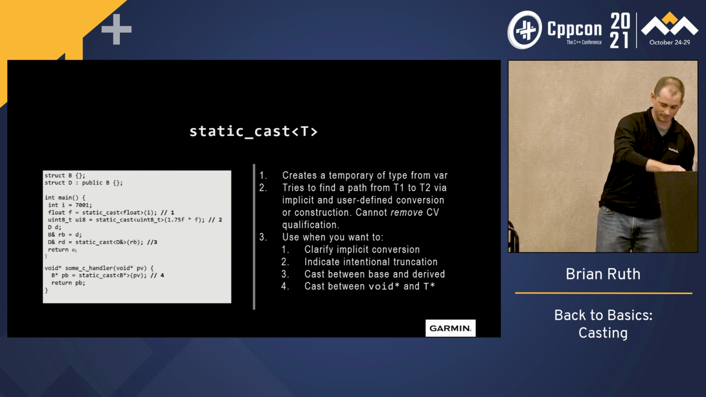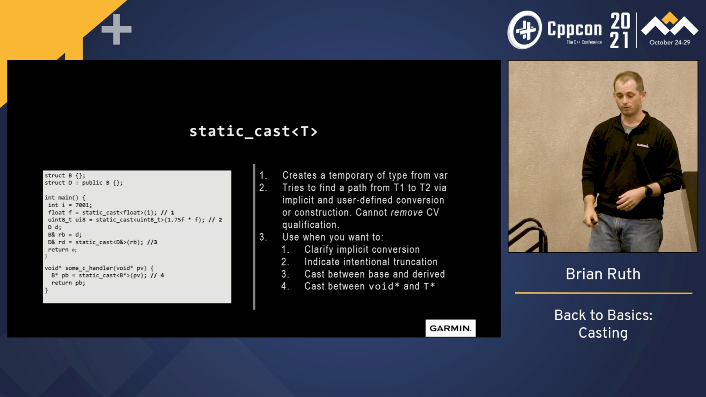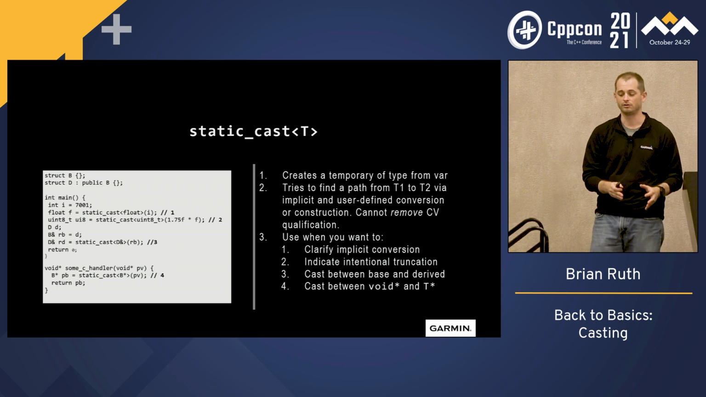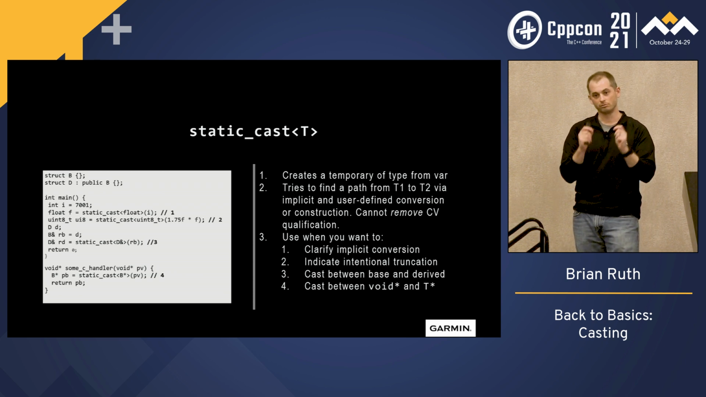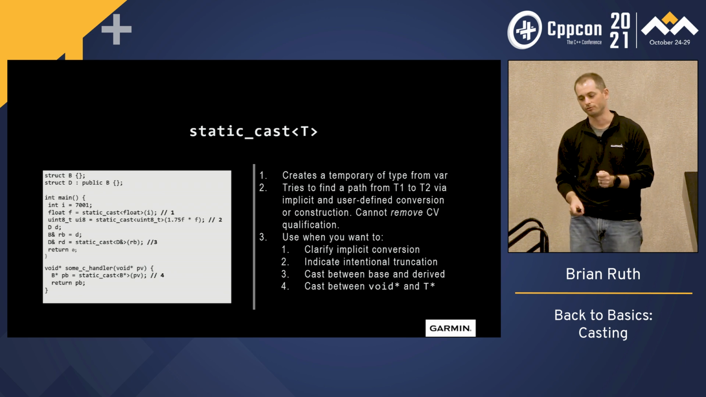So, static cast. This could be the first go-to cast that you want to go to. Essentially it tries to find a path from T1 to T2 via either implicit or user-defined conversions, and you cannot remove a const qualification. You can add it, but you cannot remove it.